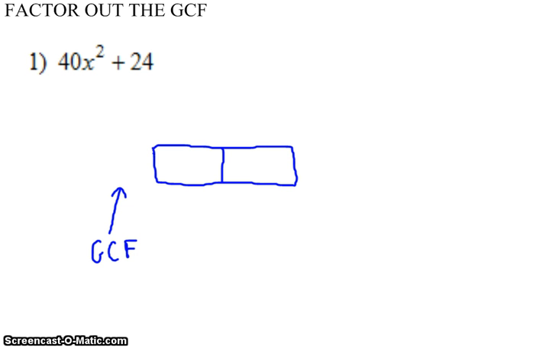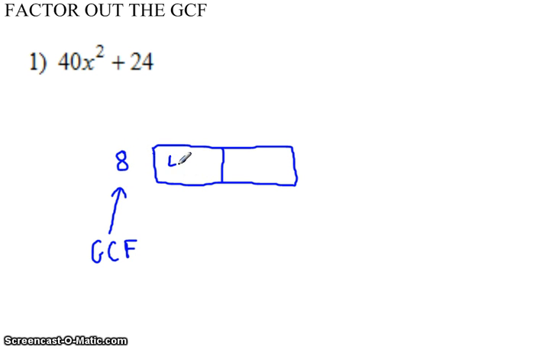Alright, so I got to find the GCF between 40x squared and 24. So between 40 and 24, well, you think of all the factors between 40 and 24, it's going to be 8. 8 goes into 40 5 times, and it goes into 24 3 times. Now I look here between x squared, and there isn't an x. So if there's not an x term here, I can't use that. So actually my GCF between 40x squared and 24 is just plain old 8.